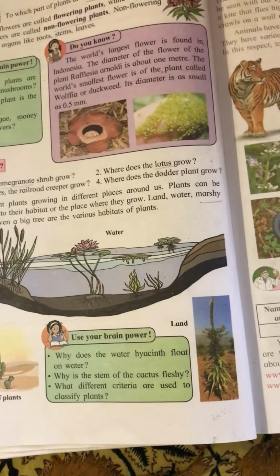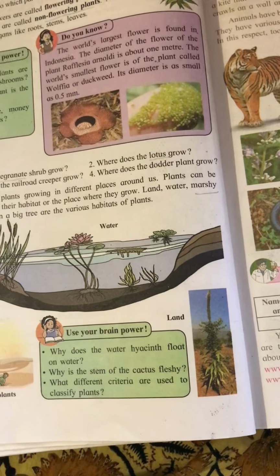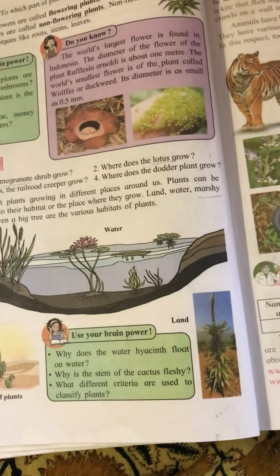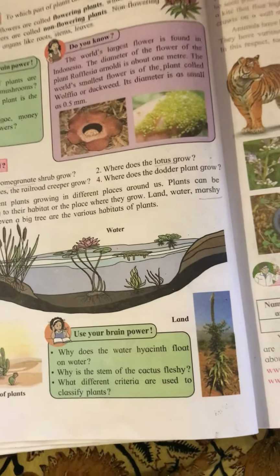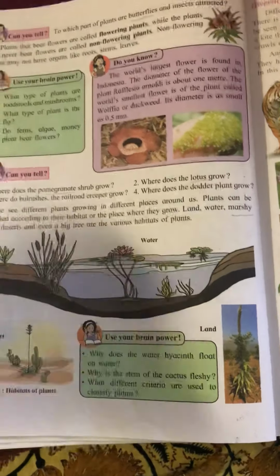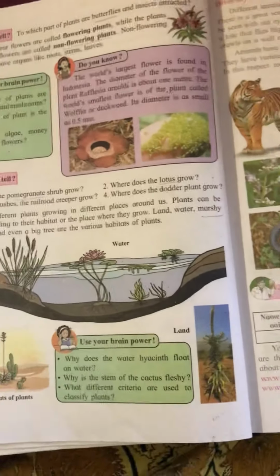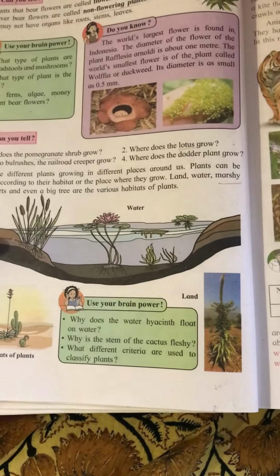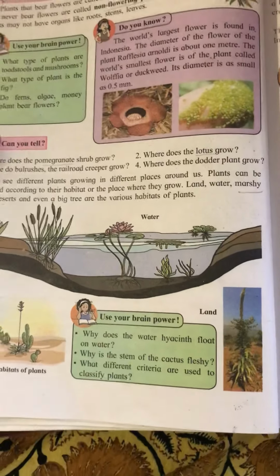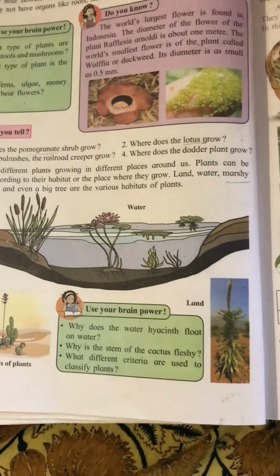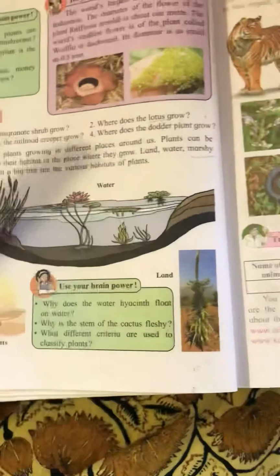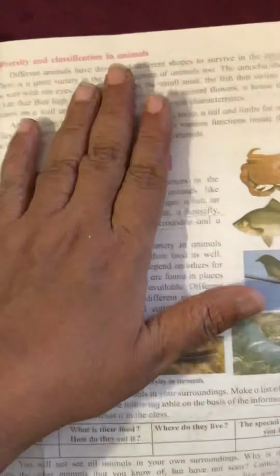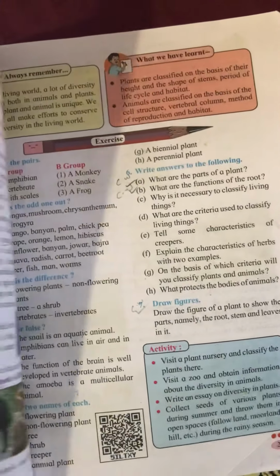So we see different plants growing in different places around us. Plants can be classified according to their habitat or the place where they grow. Land, water, marshy areas, deserts, and even a big tree are the various habitats of plants. Okay, so this is basically where it grows. Based on that, they are called desert plants or aquatic plants or terrestrial plants, depending on where they grow. Then you have diversity and classification of animals, which will be part 2 of the video. Okay.